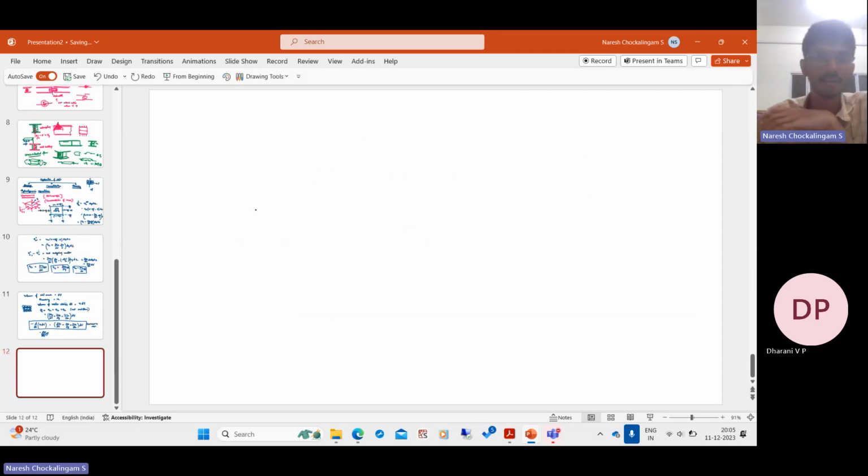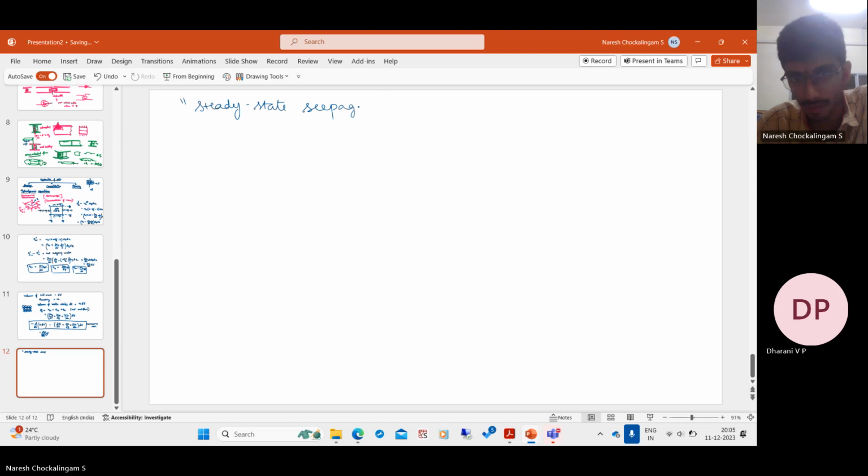But most problems in soil mechanics, we deal only with steady state seepage. Anything when you say steady state in fluid mechanics, or mechanics in general, it means d by dt is equal to 0.